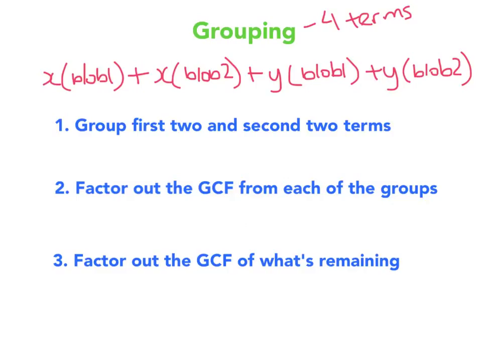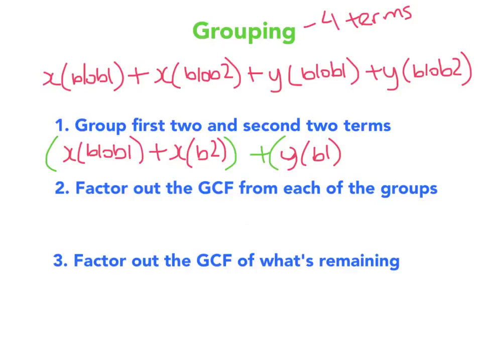So our first step is to group the first two and the second two terms. I'm just going to start abbreviating B1 and B2 for the blobs. So there's our first group, plus our second group, y times B1 plus y times B2. Alright, so next we're going to factor out the GCF from each of the groups.